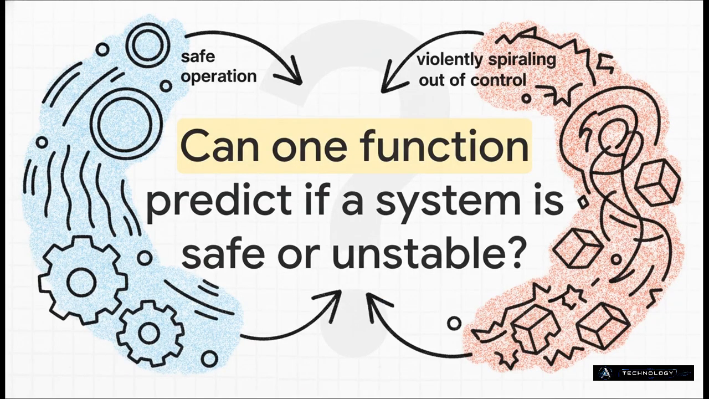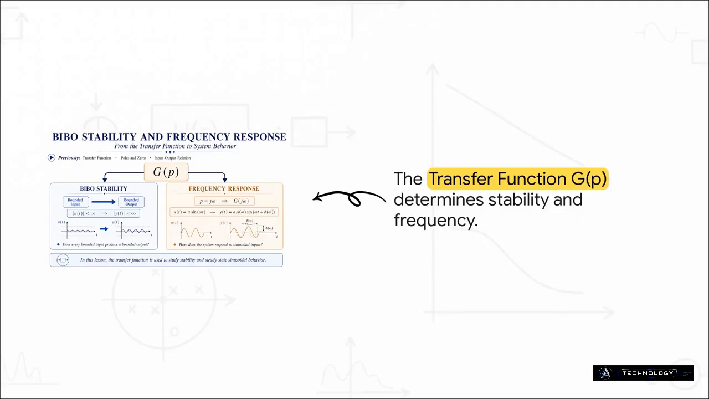Think about this for a second. Can a single mathematical function really predict if a complex engineering system is going to safely operate or if it'll just violently spiral out of control? It's an intense question, but honestly, that is the incredible power of the transfer function. Before we can fully break down exactly how it does this, we need to understand the two distinct ways a physical system actually behaves. Okay, let's dive right into this roadmap.